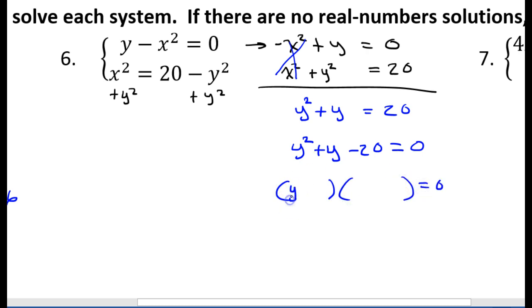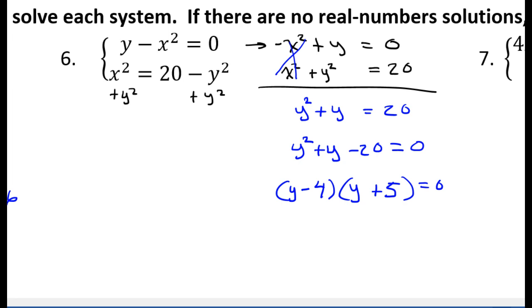So y squared is going to be y times y. Looking at 20, my best bet is 4 times 5. So if I have a negative 4 and a positive 5, that'll give me negative 20, and inner plus outer has to equal the middle. Inner, I have negative 4y. Outer, I have 5y. Add them up, and you get positive y. So, for the first time, this actually factors. What do you know? That's awesome.